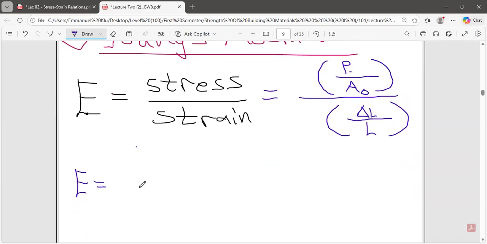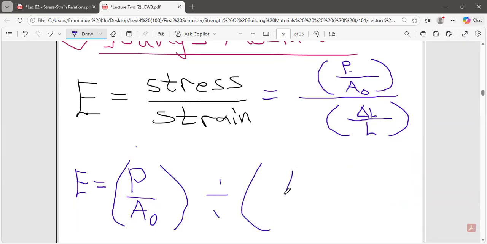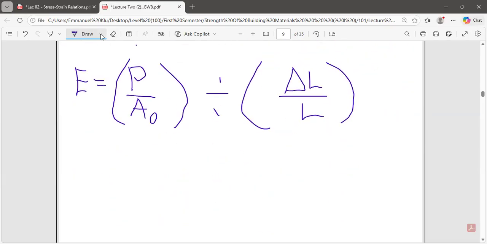So that, as we are writing over there, could also be written as P over A0, all of this in brackets, divided by change in length over the original length. Finally, what are we going to get?